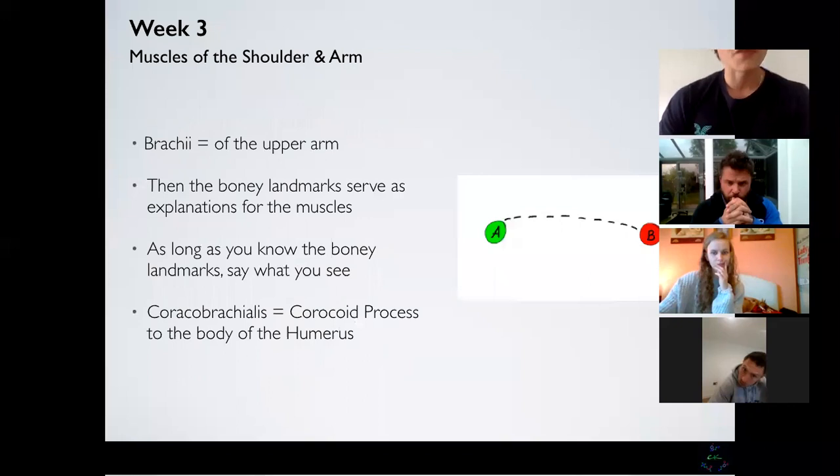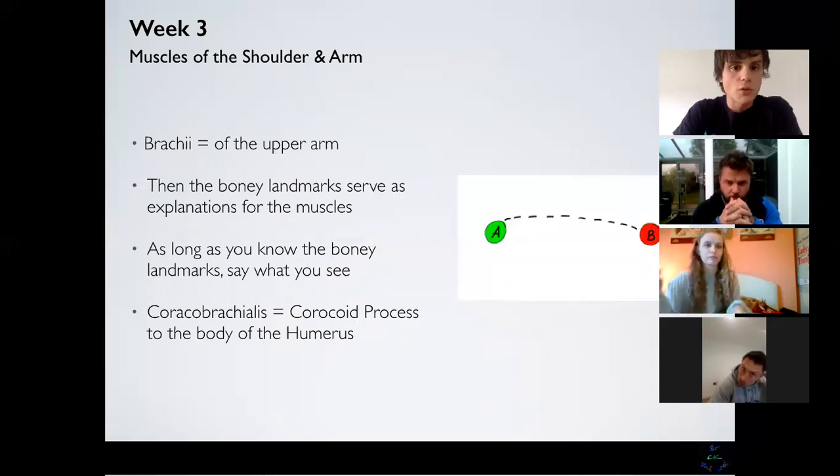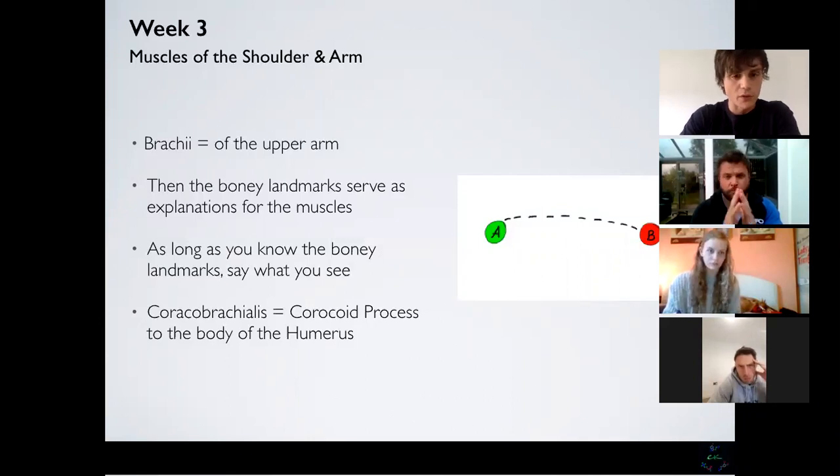So the ones for today, we've got shoulders of the arm. Now the one that I want you to remember, and it's a really simple one because you'll come across it all the time, is brachii, which is of the upper arm. So as soon as you see brachii, we know that we're around that humerus area, so it's the humeral bone.